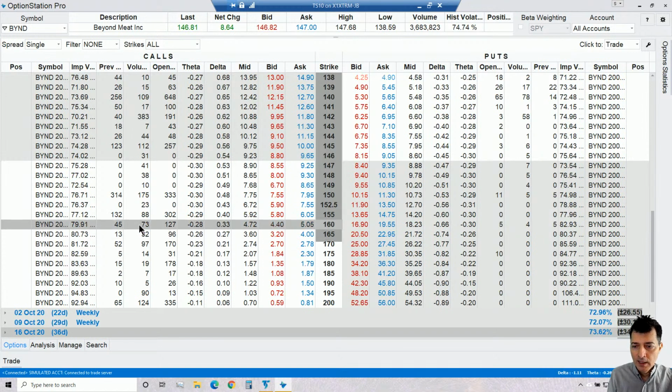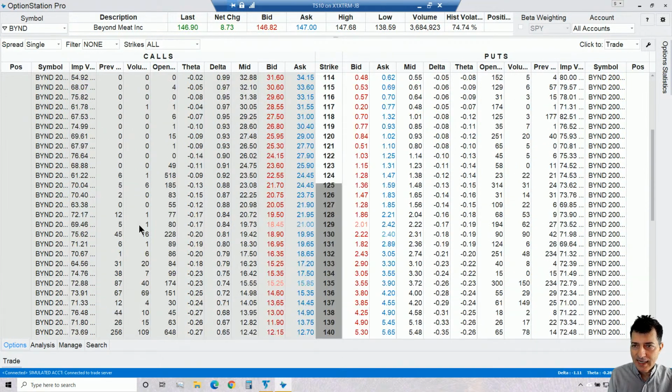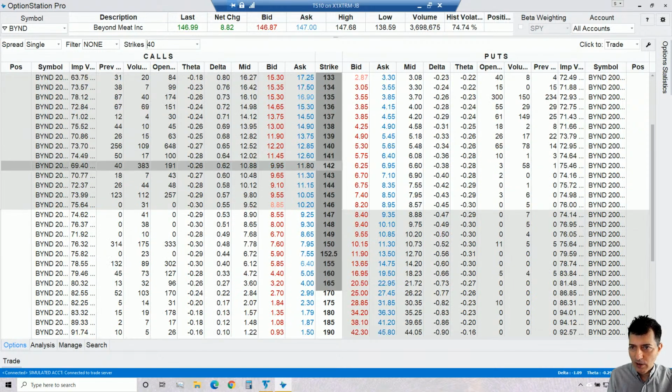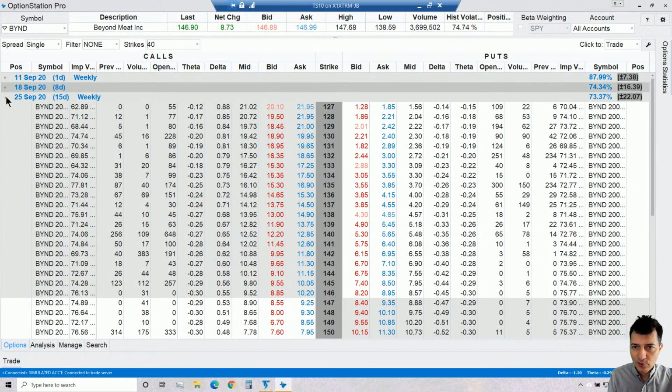Okay, so I am very tempted to look at this trade in a different way, because that's going to be problematic, especially if you want to exit the trade before the end of the time.